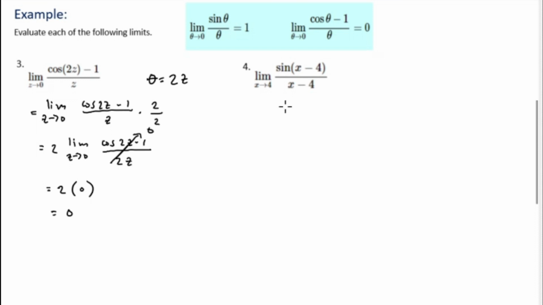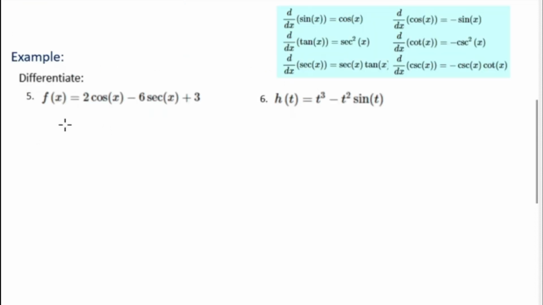Number 4. The limit of sine x minus 4 over x minus 4, where x approaches 0, we have to identify first what is theta. Using rule number 1, theta is equal to x minus 4. If we change the value, we have the limit of sine theta over theta, where theta approaches 0, and this is equivalent to 1. The value is equal to 1.